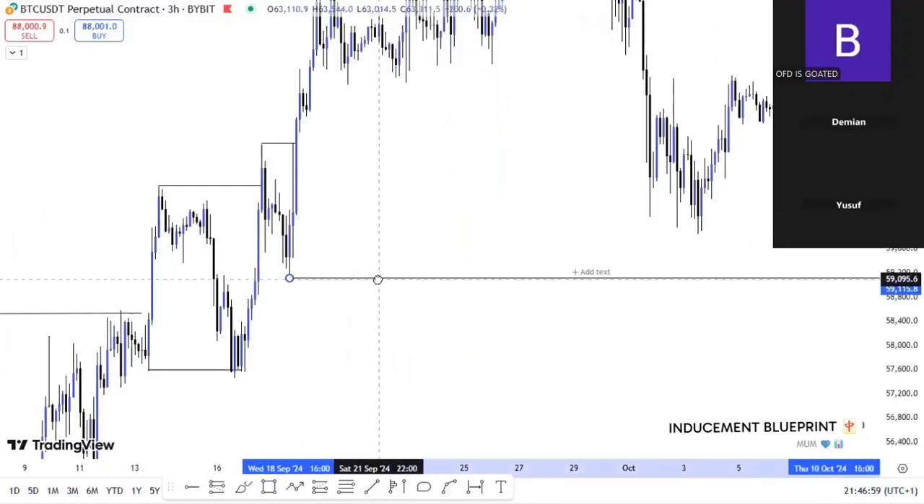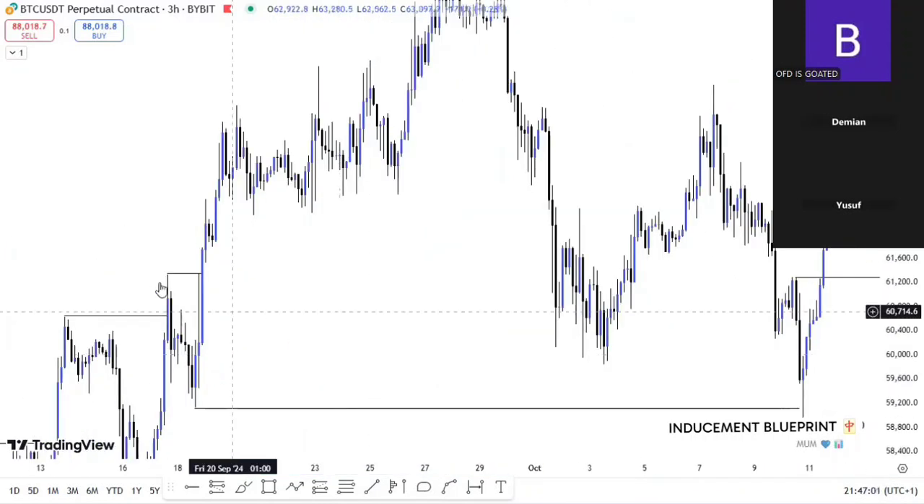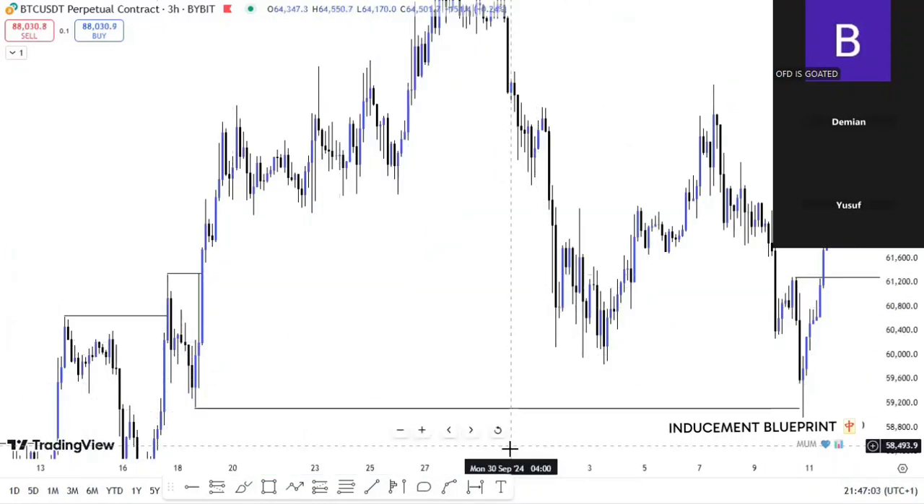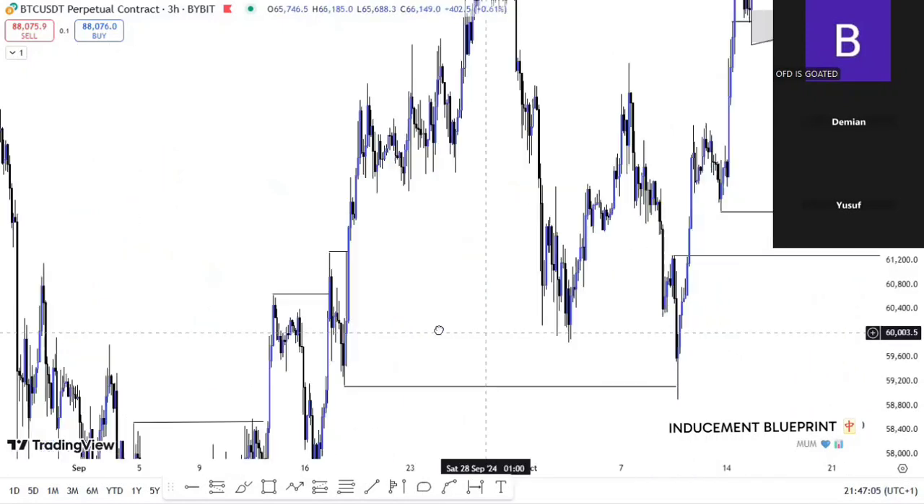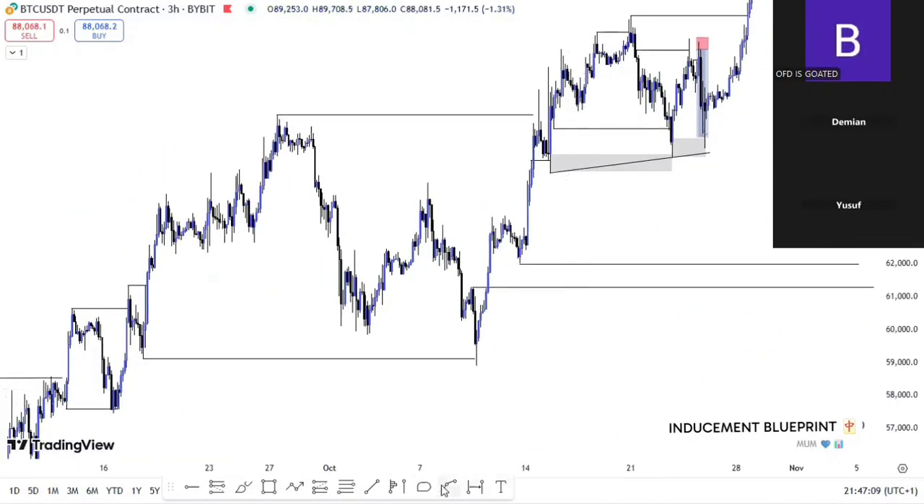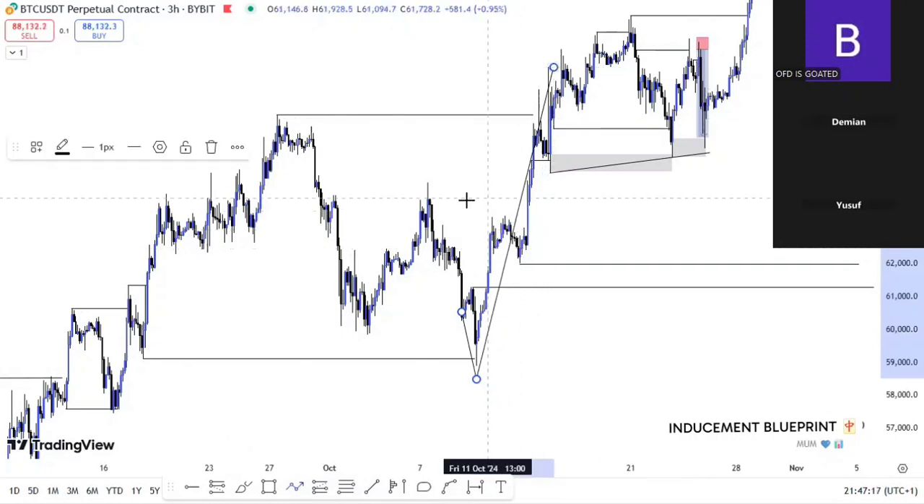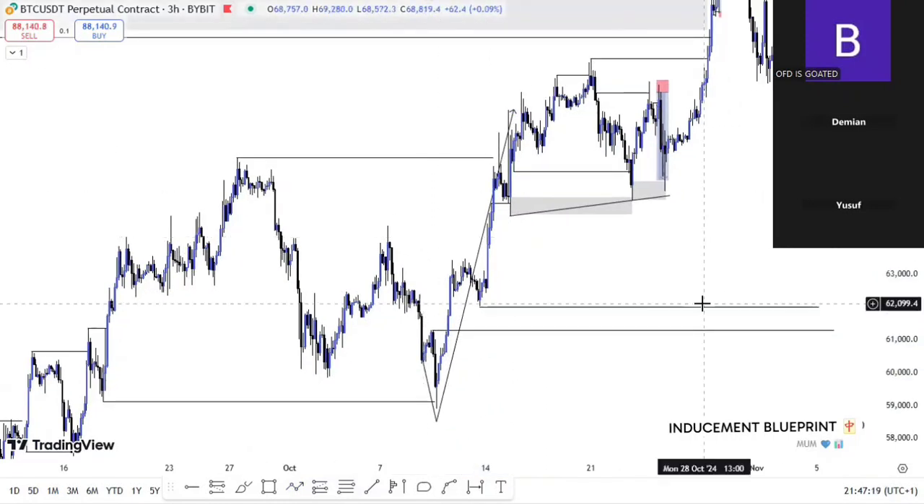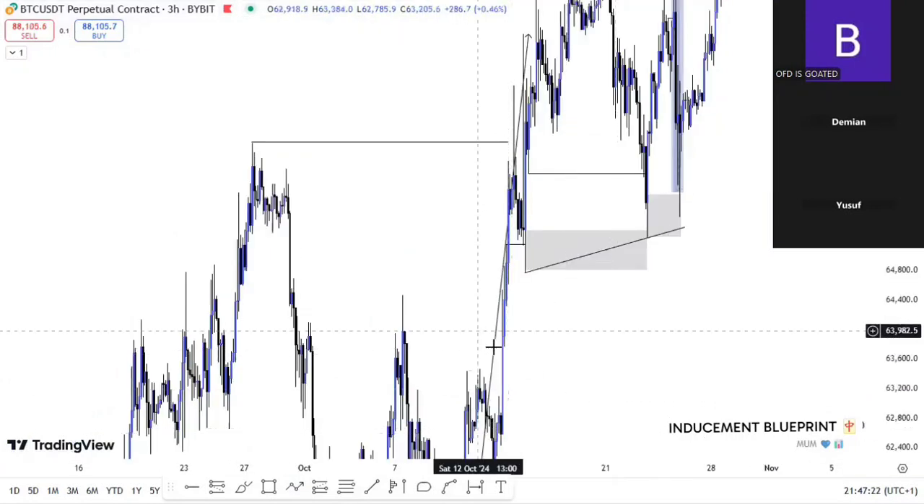So after something like this forms, and then we'll have another good break of structure to the upside. So expect price to come to that zone and then give a kind of buy reaction. So you guys can see what happened. Price came down to that zone, took out the structural liquidity, and then gave what? A good reaction to the upside. So it's just the same thing every time.